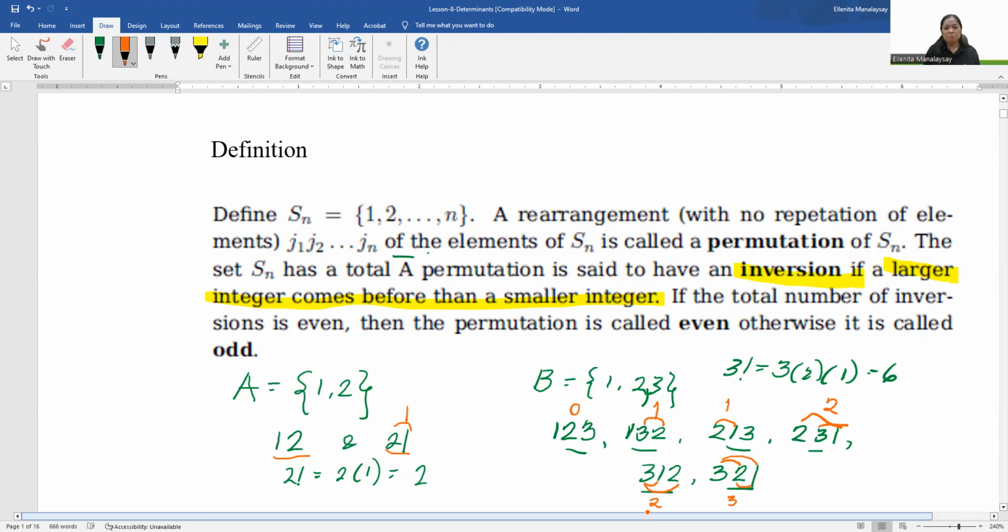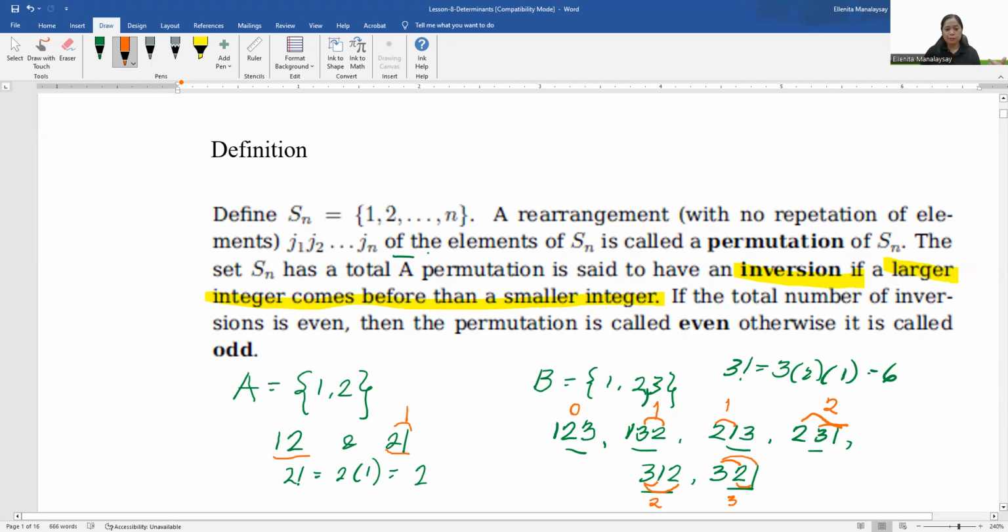If we are asked how many inversions a given arrangement has, we need to count how many instances the larger number comes before the smaller number. Why do we need to count? Because of the next statement: if the total number of inversions is even, then the permutation is called even. Otherwise, it's called odd. So if we count the number of inversions and it is an even number, then that is an even permutation.